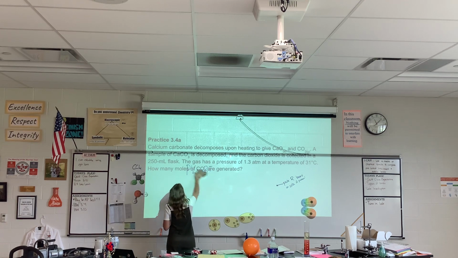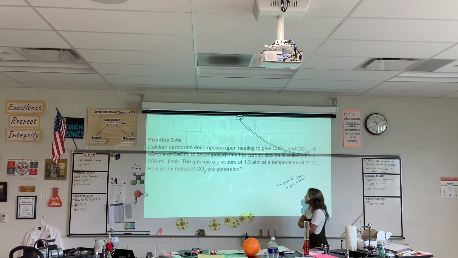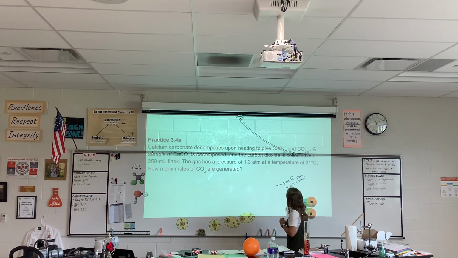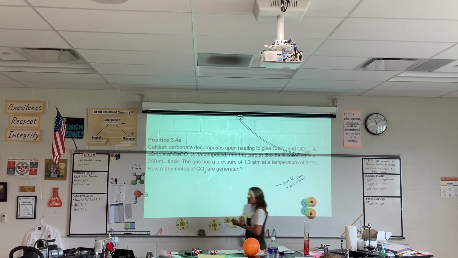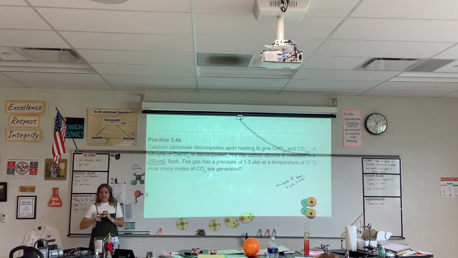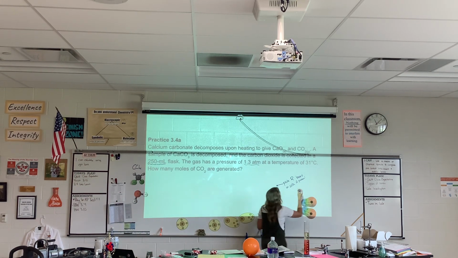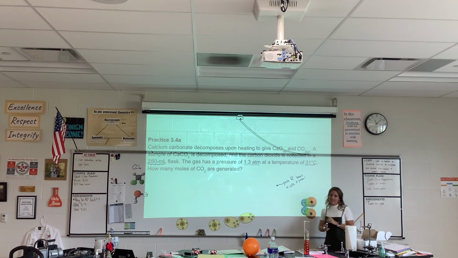So this problem says, as I read it, something I always do with problem solving is I underline units as I read, to see what are the different things they're giving me. Okay? So we have calcium carbonate, it's decomposing upon heating to give these 2 substances. A sample is decomposed and the carbon dioxide is collected in a 250 milliliter flask. So what unit is that one telling me? Milliliters, which means volume. Alright, so this is my volume amount. Okay, the gas has a pressure of 1.3 atm and a temperature of 31 degrees Celsius.